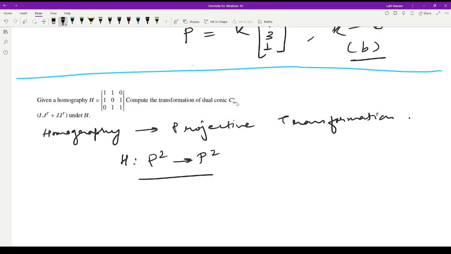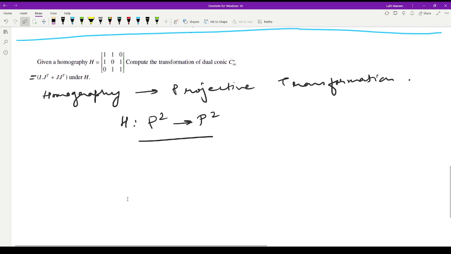Okay, so we are given a homography. We need to compute the transformation of the dual conic C infinity star, which is nothing but I J transpose plus J I transpose, under this transformation H. Okay, fine. What is a conic? Any simple answer? Or whatever you know about conics.